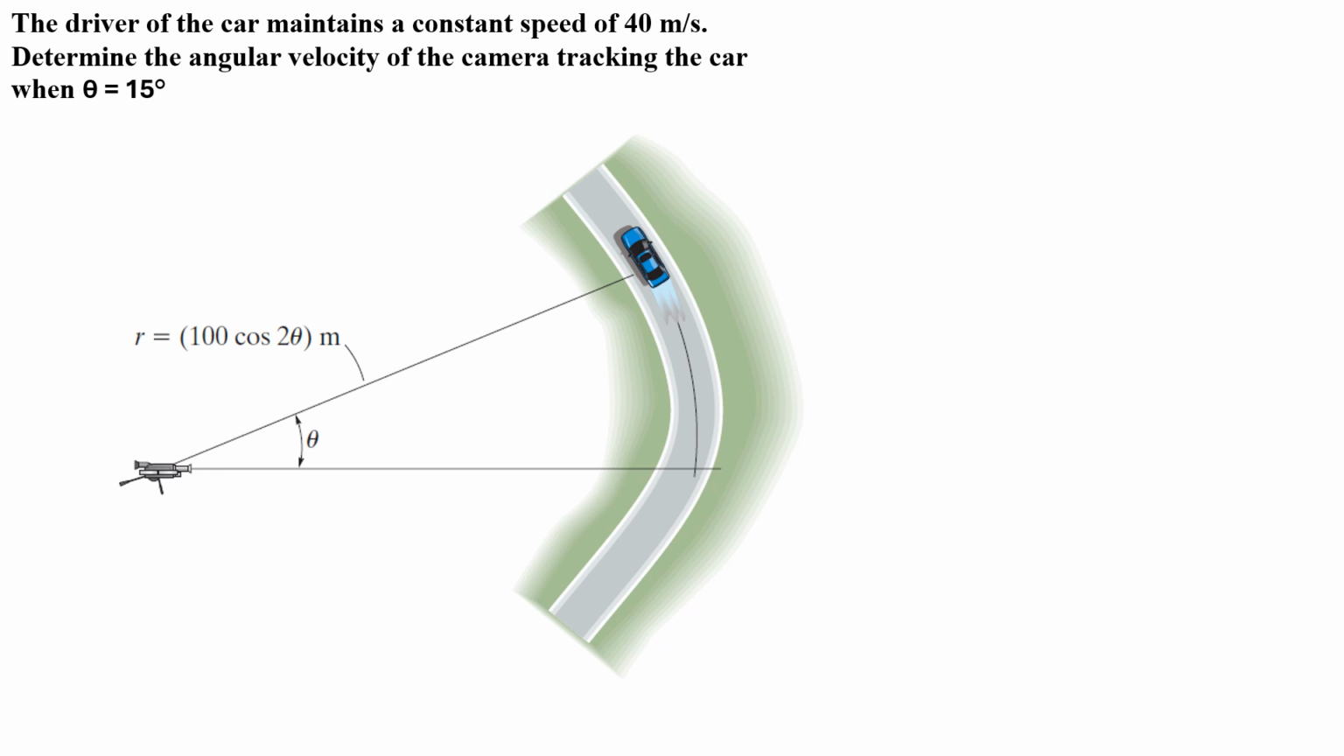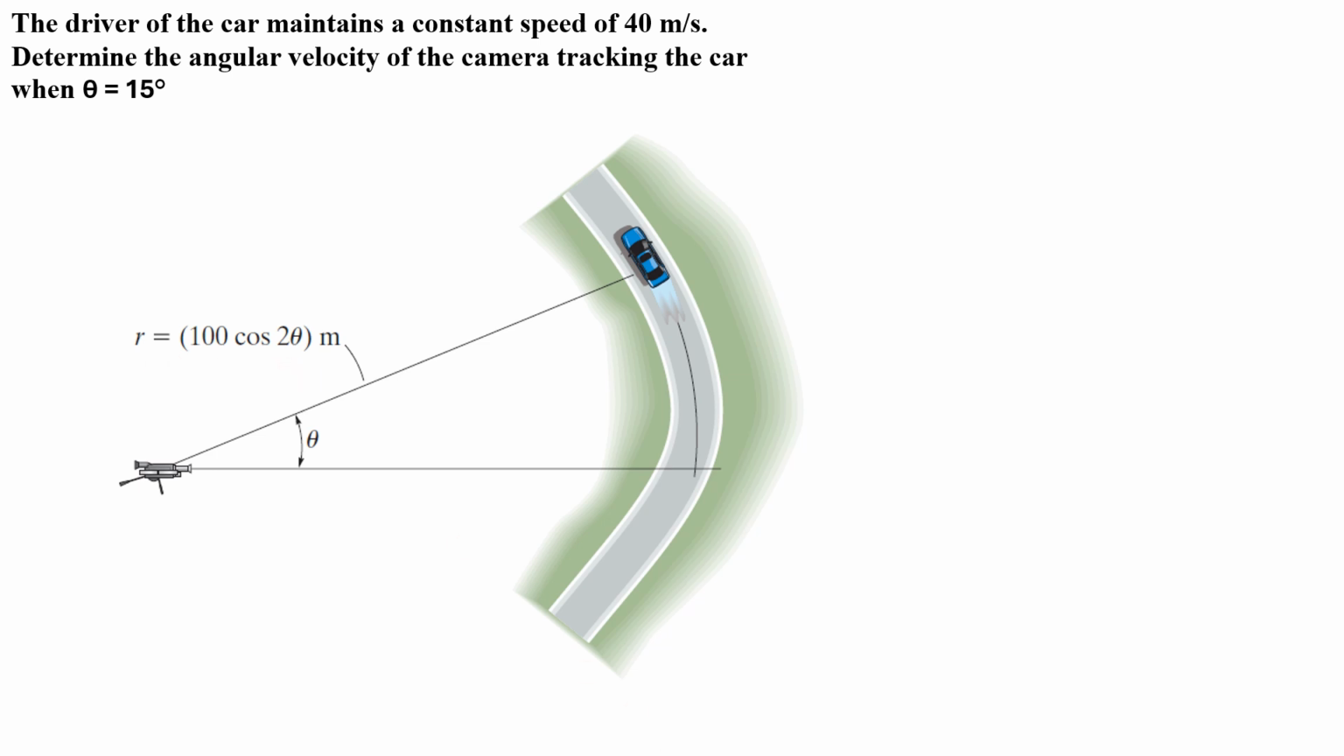Here we have another example on kinematics using polar coordinates. The driver of the car maintains a constant speed of 40 meters per second, and we want to find the angular velocity of the camera tracking the car when this angle is 15 degrees. This r here is the relation between the radial position and the angle.